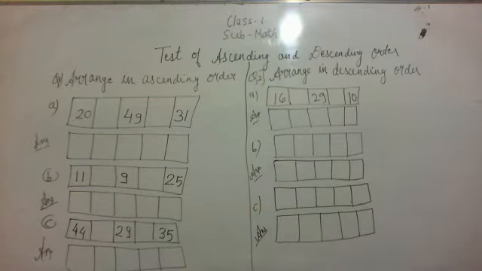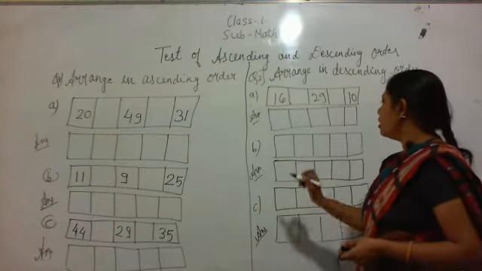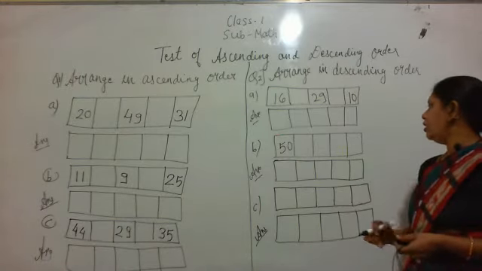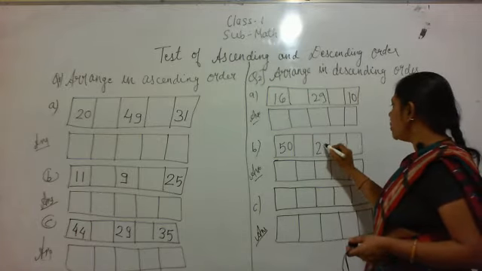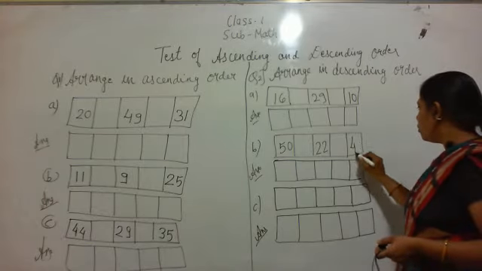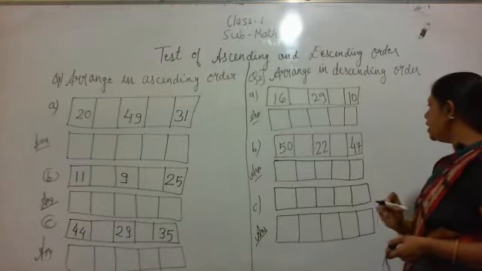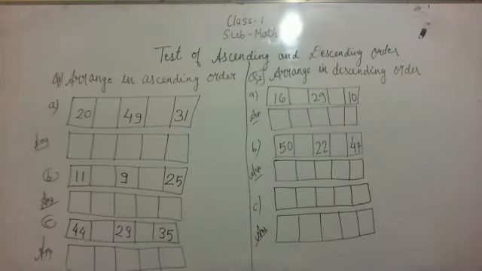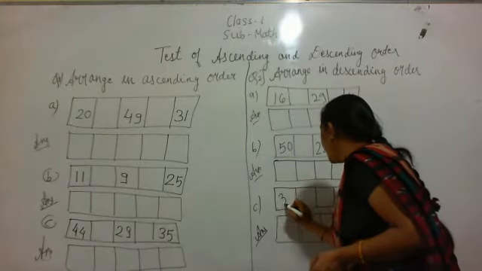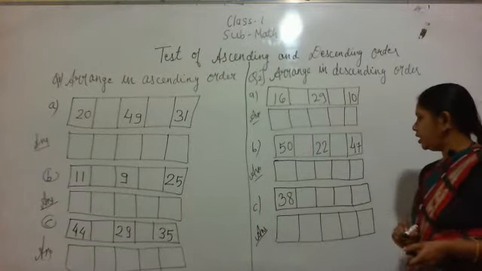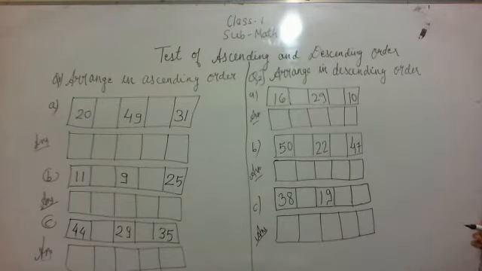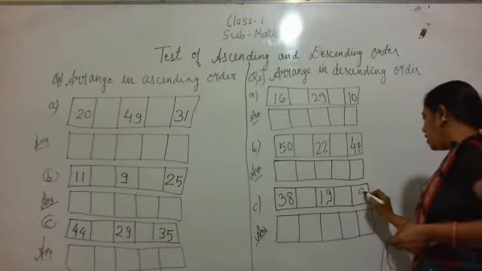Now next question, B, 50, 22, and last is 47. Now the last question, 38, 19, and at last 9.